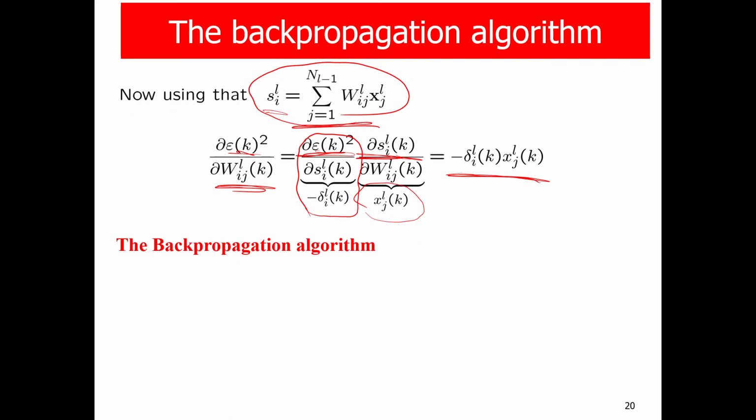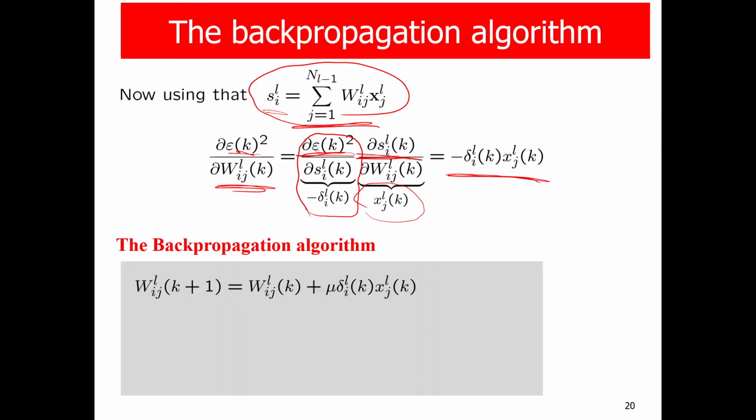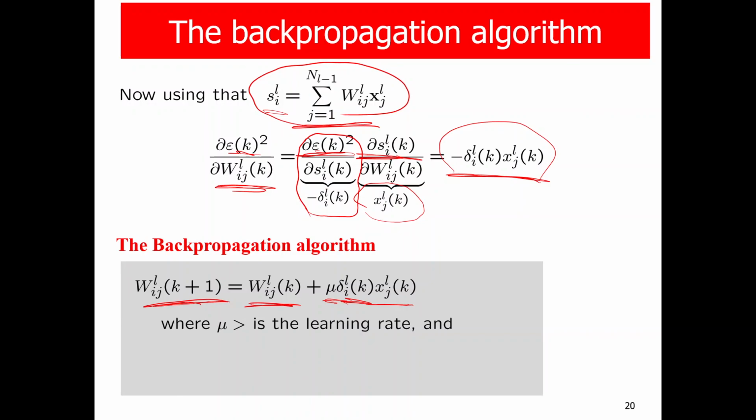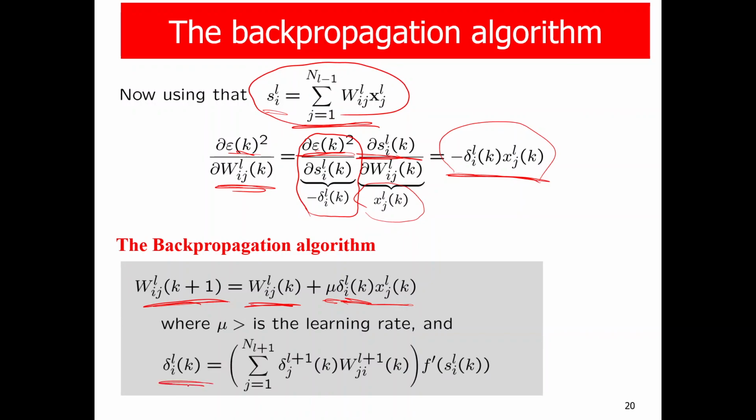So finally, we can show the gradient descent updates using this expression, and that is called the backpropagation algorithm. It says that W L i j in the next iteration is just W L i j in the current iteration plus mu, the learning rate, times delta L i times X L j. And here mu is just a positive learning rate, and we know that the delta quantities can be calculated recursively from the other deltas on the higher level layers. This is the basic form of backpropagation.